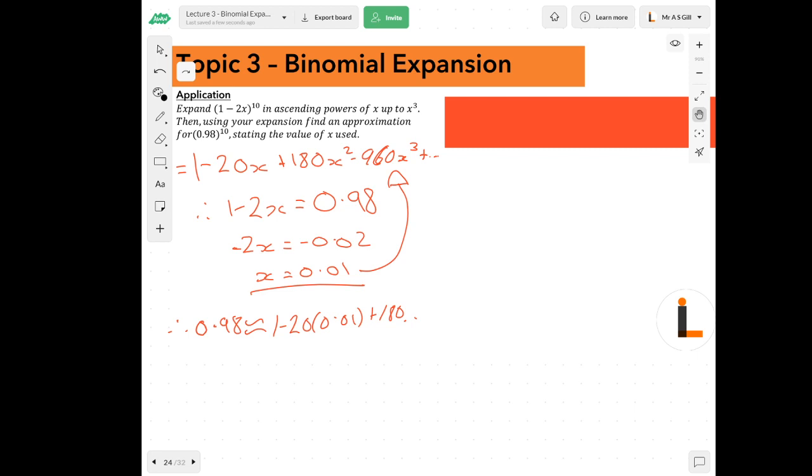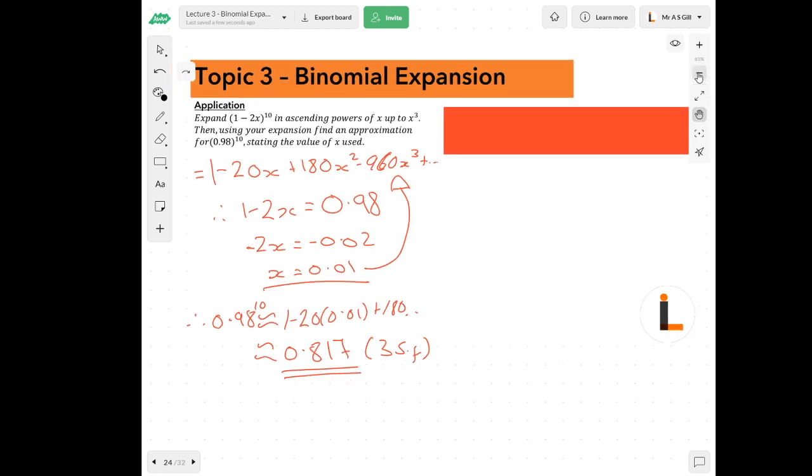And we should get an answer of 0.817 to 3 significant figures. Okay? And actually we should always go back and check. So now we want to type in 0.98 to the power of 10, and you'll see that to 3 significant figures we get the same value. If we type in 0.98 to the power of 10, we get 0.817072, and it carries on. But we now know that this approximation is correct, because we can see that.